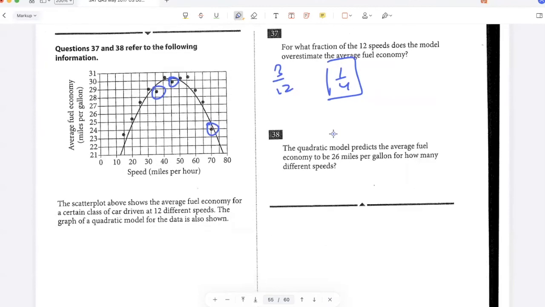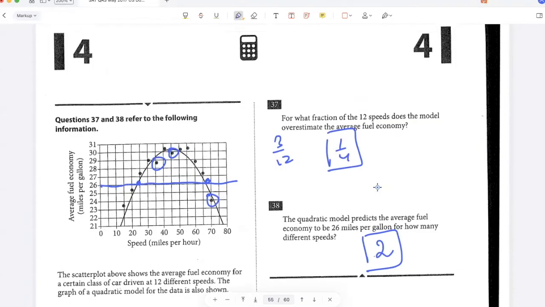The quadratic model predicts the average fuel economy to be 26 miles per gallon for how many different speeds? 26 miles per gallon. Okay, so that is this one. So for how many different speeds it does that? 1 and 2. So for 2 speeds.